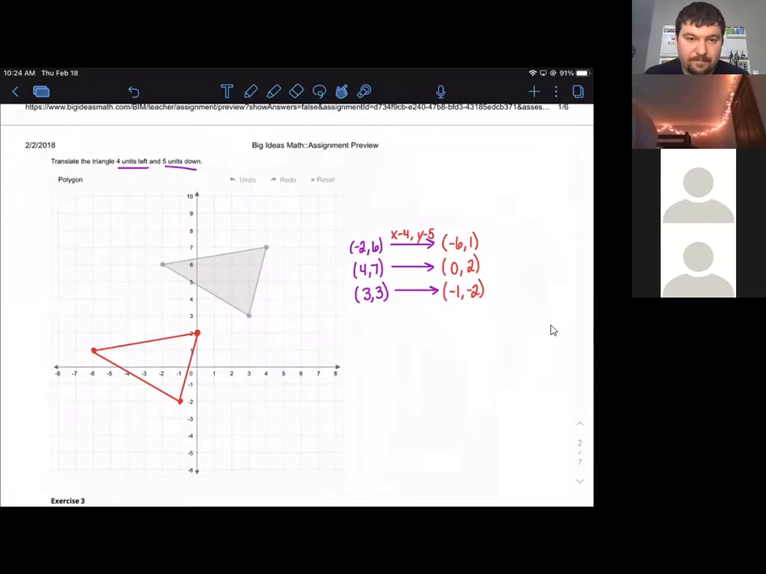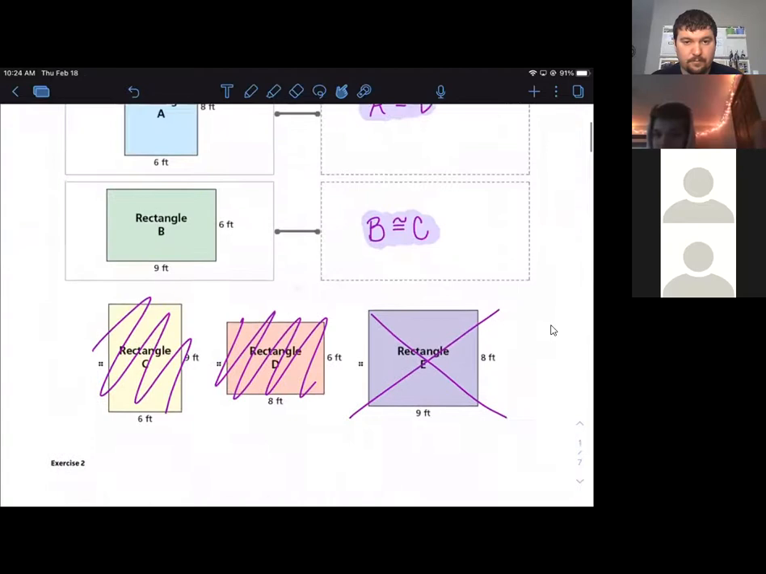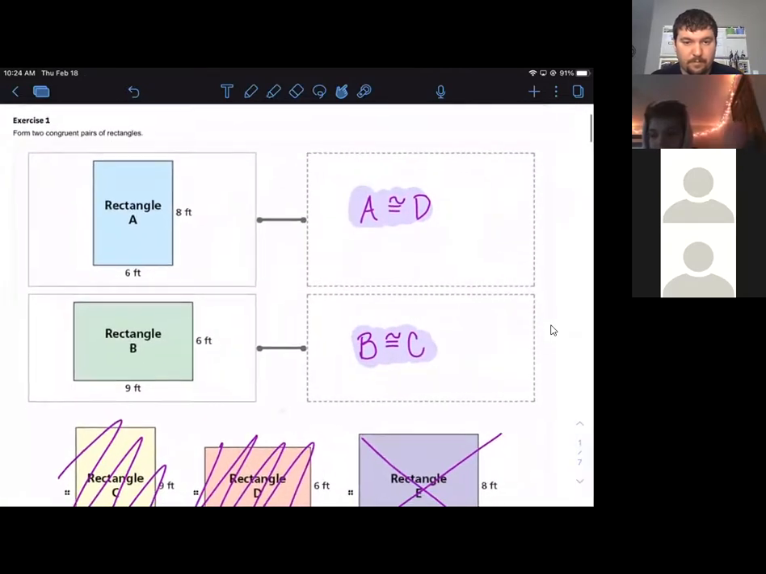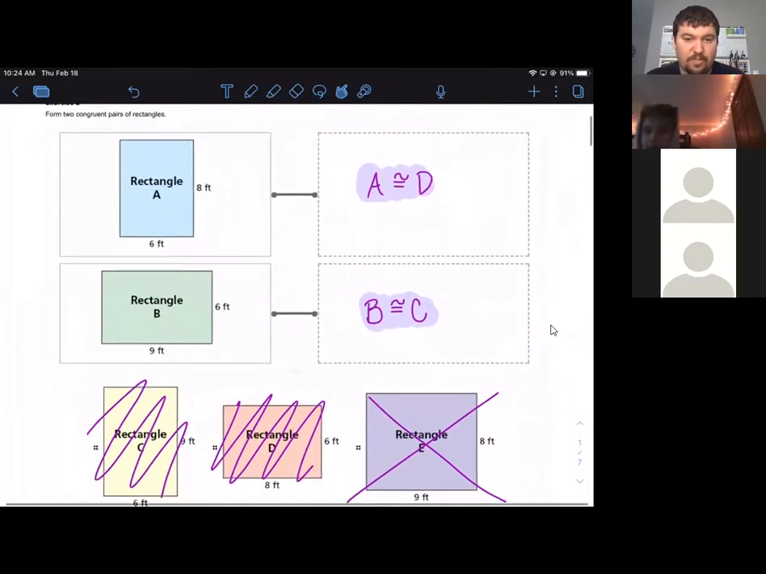Can you go back to question one real quick? Question one? Yes. We had to tell which rectangle was congruent to rectangle A. It was rectangle D. And which rectangle was congruent to rectangle B. It was rectangle C. Thank you.